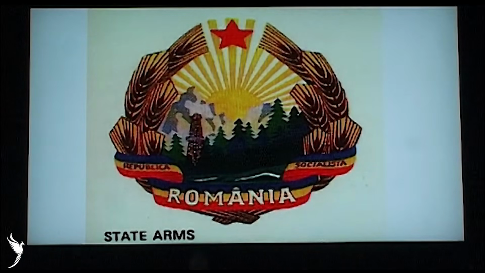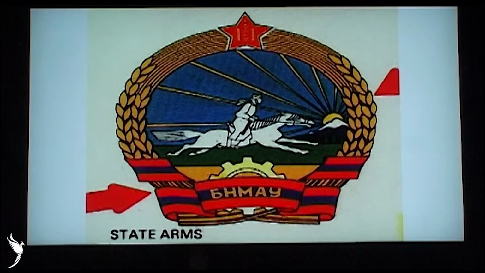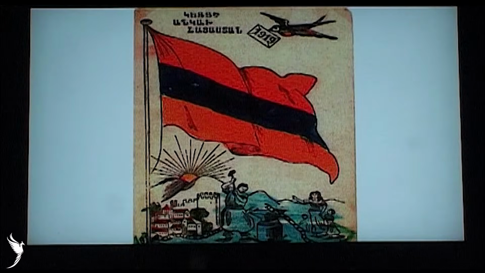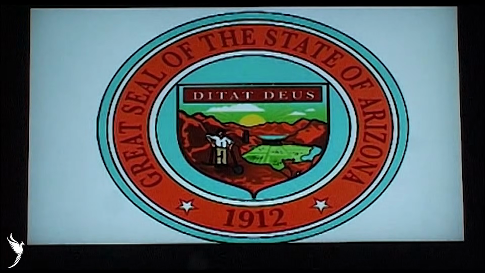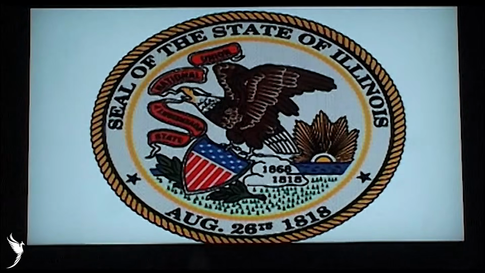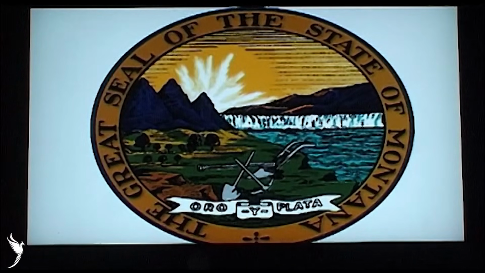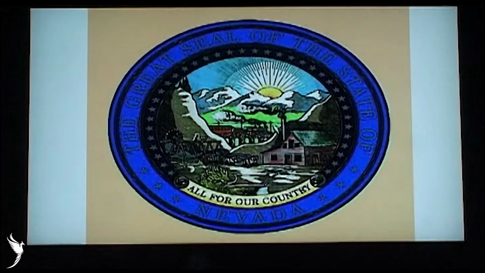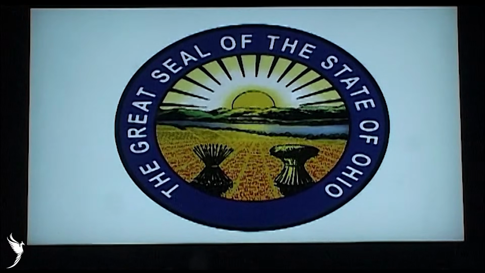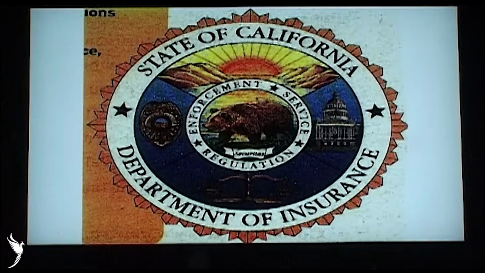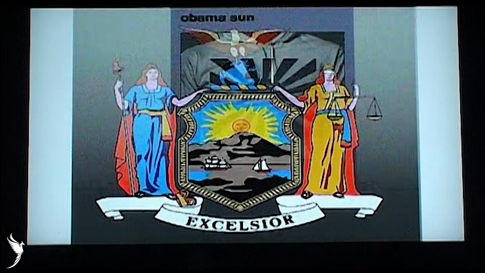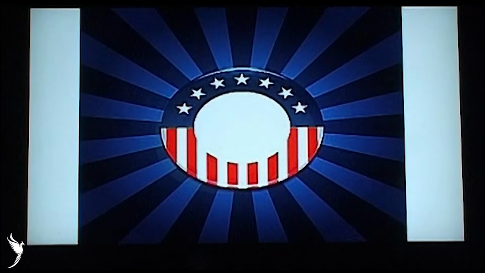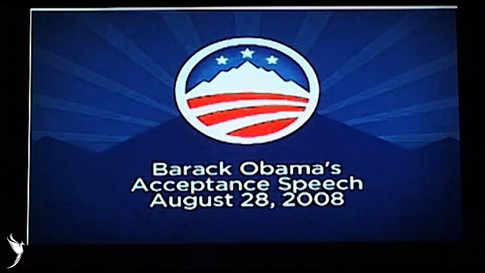And you see it in Romania, and Mongolia, and Armenia, State Seal of Santa Barbara, and Arizona, Illinois. We can go on for hours on this stuff. Montana, Nevada, Ohio, California Insurance, New York. Here's the city of New York seal with the sun rising behind the mountains of the east. Obama's sun behind the mountains, rising behind the mountains.